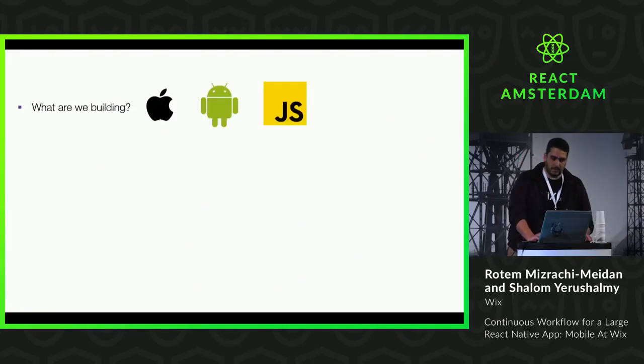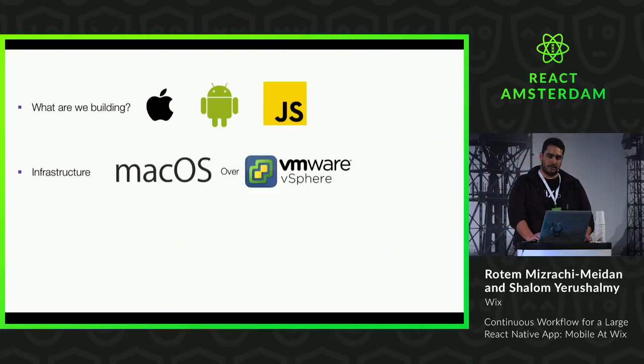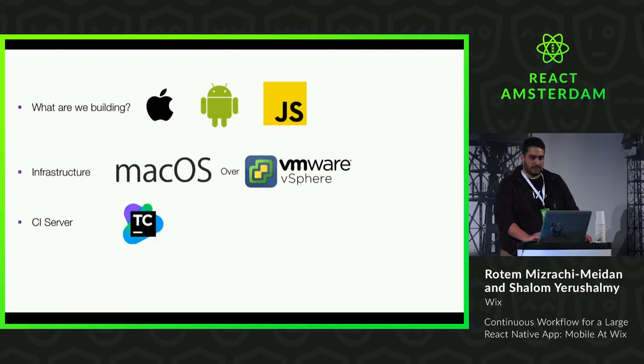So let's talk about our infrastructure stack. What are we building? We're building iOS, Android, JavaScript. Our infrastructure, the hardware, is Mac OS agents over VMware with nested virtualization for running the x86 Android emulators and also the iOS emulators, of course. The CI server, as I showed you, is TeamCity. We use it for building, testing, and versioning. And then the modules are being published to internal NPM, which plays nicely with React Native.